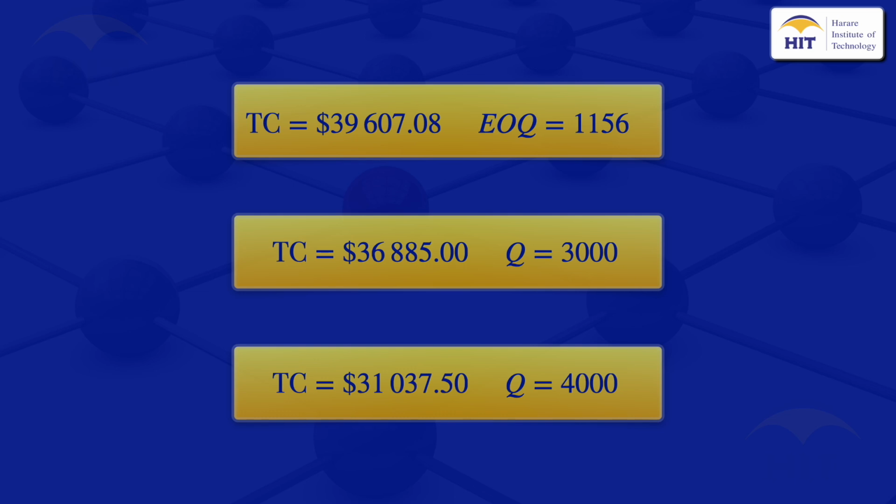So if you have an option to choose which option we should choose, you can choose the one with the lowest cost, of which the one with the lowest cost is this one here, the one with 31,037.50. So you can only get this when you order 4,000 units. And you can only choose this option if you have the capacity of storing these 4,000 units in your warehouse. But if not, then you'd have to consider the other options.